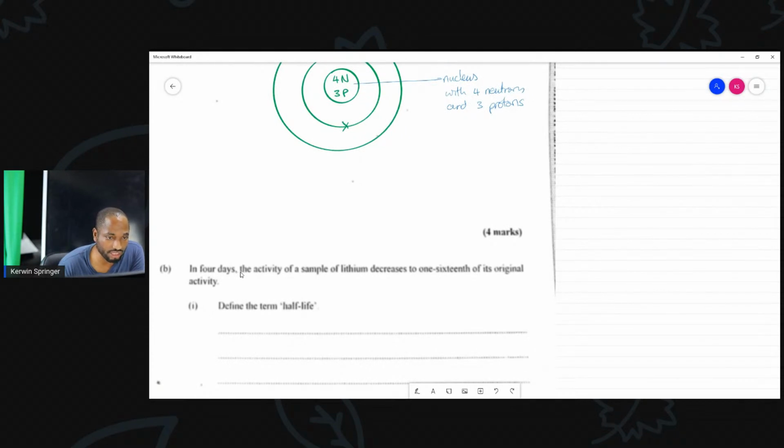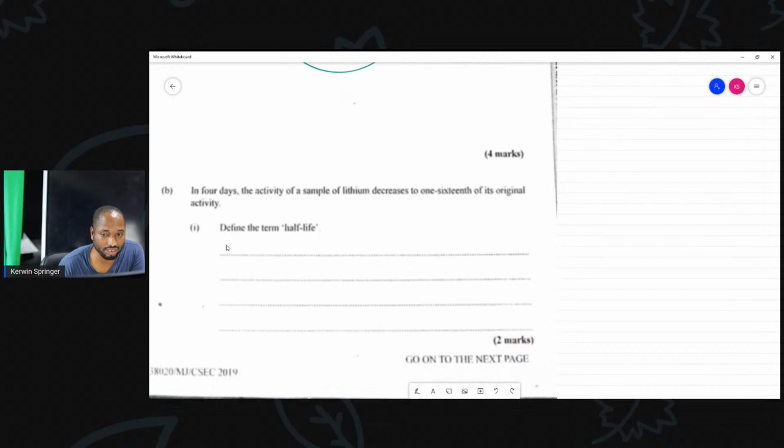In 4 days, the activity of a sample of lithium decreases to 1/16 of its original activity. Define the term half-life. So what are the definitions you all know for half-life? There's a book that I have. Let me see if I can bring it up. Physics formula booklet. Share screen.